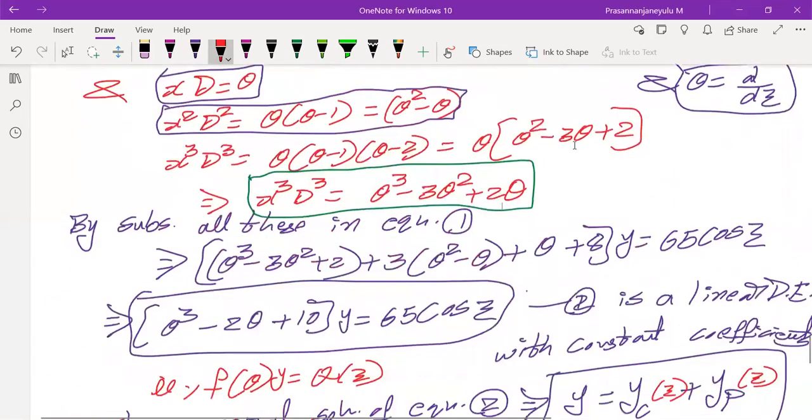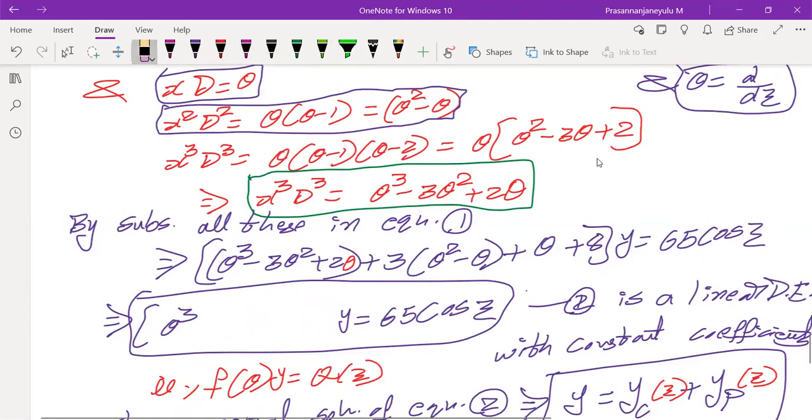Then what we'll get here? Here we'll get 2 theta. Then if we do the simplification, we'll get 2 theta, but 2 theta plus theta is 3 theta. 3 theta minus 3 theta is 0. So we are not going to get anything here. So that mistake I'm correcting. This equation is going to become like this.